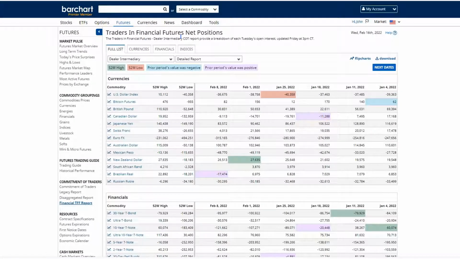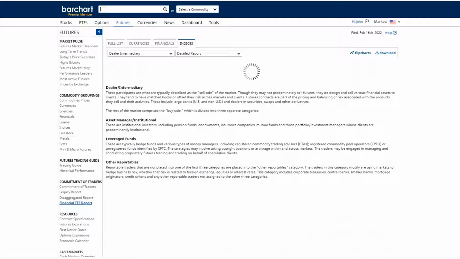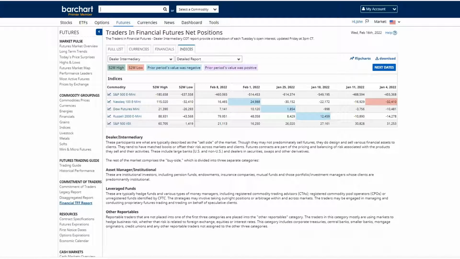So here I'm in the Traders of Financial Futures, and let's look at indexes. You know, our S&P, our NASDAQ, our Dow. And here's the NASDAQ 100. And I wanted to show you that on January 4th, notice that we have a 52-week low, an extreme position, a negative 32 in our dealer intermediaries. Again, those are our large Wall Street type banks. So our Wall Streeters are telling us what? They're getting short. They're telling us that they believe that the price of the NASDAQ is relatively too high.